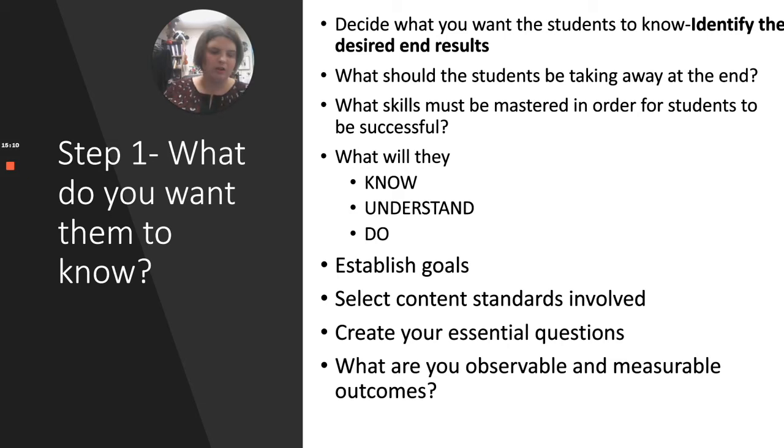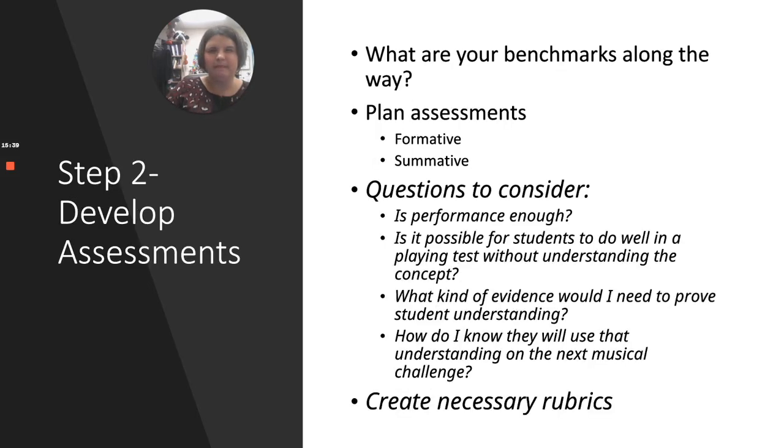and measurable outcomes. If I'm teaching a particular bowing technique, is it going to be that they can demonstrate the bowing? Is it going to be that they can identify the bowing when someone else plays it? Is it going to be that they can write the bowing technique or write the articulation out on paper? Whatever it is, make sure you have an observable and measurable outcome. So that would be step one in our backwards planning model.